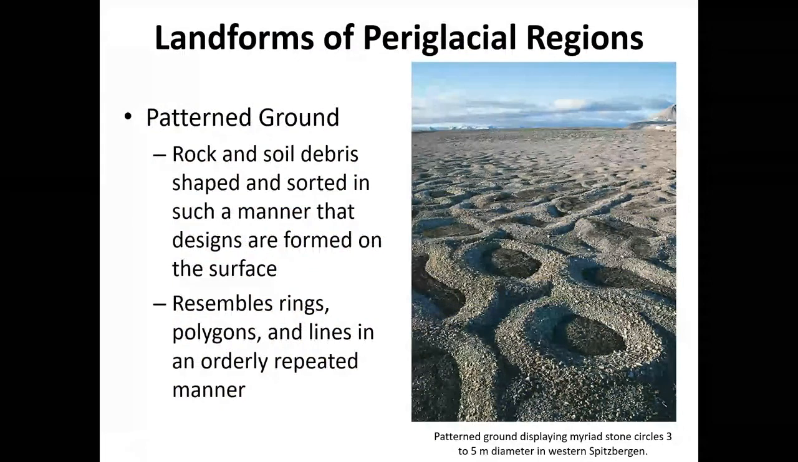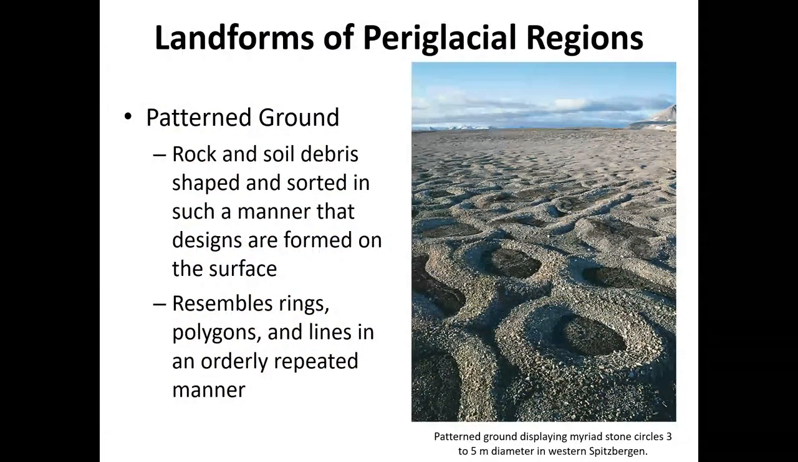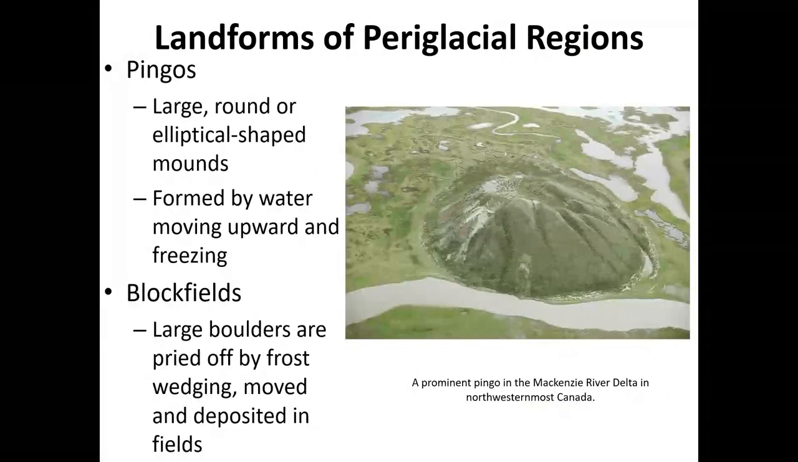Other unusual things you'll see are called patterned ground, and these are rocks and debris that are shaped and sorted into unusual formations due to the wind or frost action or some of the other things that we've talked about. So you will often see unusual landscapes like you've seen here, where the rocks seem to form unusual patterns caused by the different environments related to freezing and thawing and wind in the area.